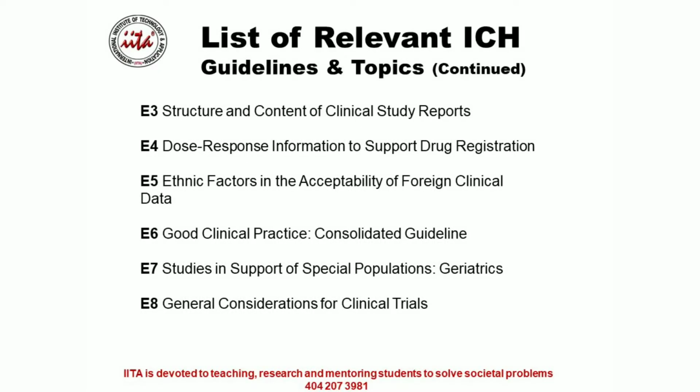List of relevant ICH continued. Topic E3. This is the structure and content of clinical study reports. Topic E4. Dose response information to support drug registration. Topic E5. Ethnic factors in the acceptability of foreign clinical data. Topic E6 includes good clinical practice. It's consolidated guidelines. Topic E7. Studies in support of special populations such as geriatrics. Topic E8. General considerations for clinical trials.